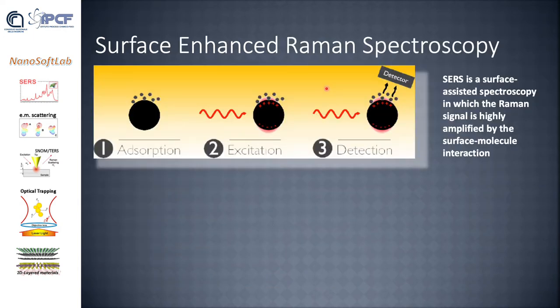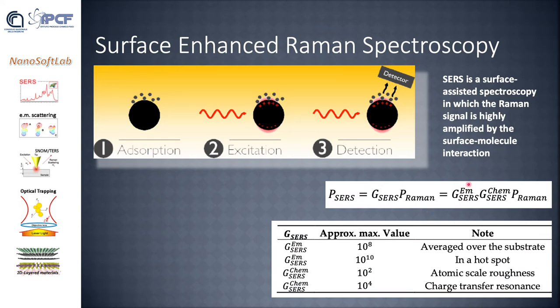Surface-enhanced Raman spectroscopy, or SERS in brief, is a surface-assisted spectroscopy technique in which the Raman signal is highly amplified by the surface-molecule interactions. Molecules, before being analyzed, are adsorbed on nanoparticles. In particular, metal nanoparticles are very effective, and this provides a boost to the signal.